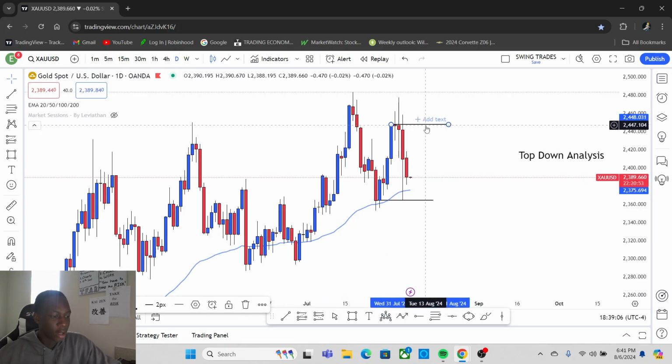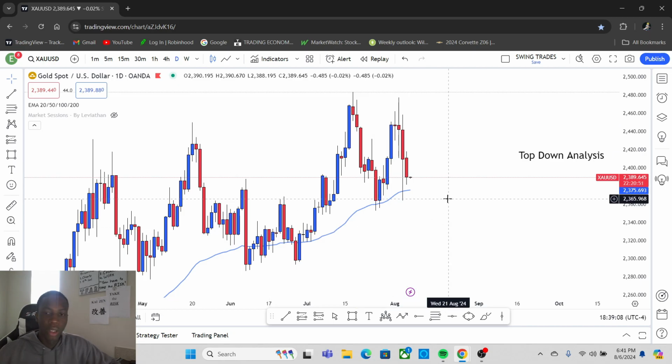On the higher time frames, I find out what is going on. What is the trend? Are we bullish or are we bearish? Cool. Basically, you want to trade with the trend. The trend is your friend. Do not forget that. So if the daily and the weekly are bullish, why would I be trying to sell? I'd be trying to buy, right?